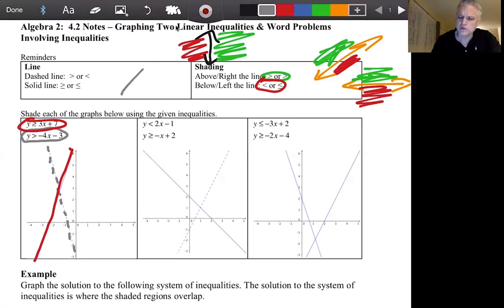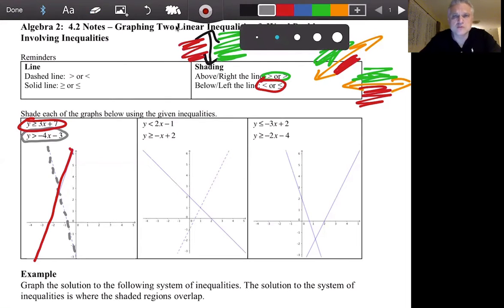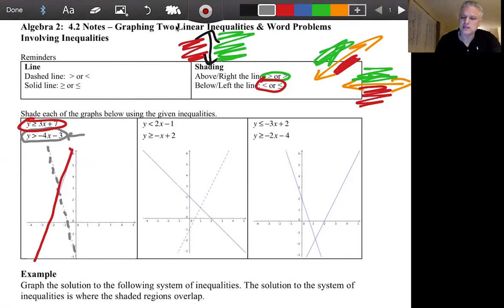Now, very similar to when we had two lines, not inequalities, but linear equations, we saw that the point that worked on both lines, that satisfied both equations, that was the solution. So here, if we're shading regions, we want the solution to be the part that is shaded by both graphs. So I want the gray shading and I want the red shading. Let's shade these.